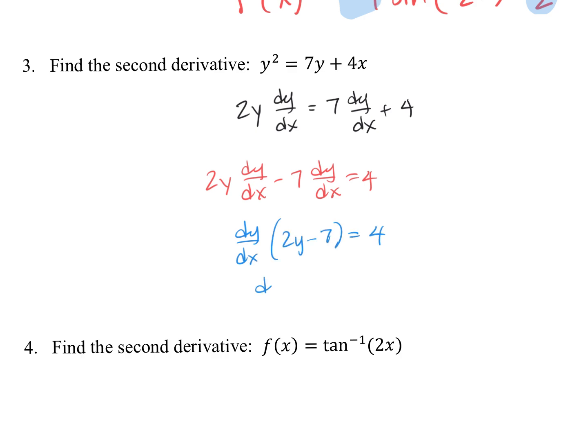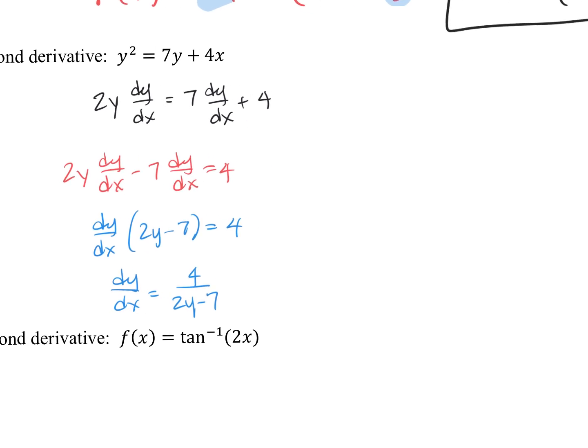And then go divide it out. So this is the first derivative. They want the second derivative. We got to go take a derivative again. The derivative of dy dx is d squared y over dx squared. That just means, hey, I'm taking the second derivative.